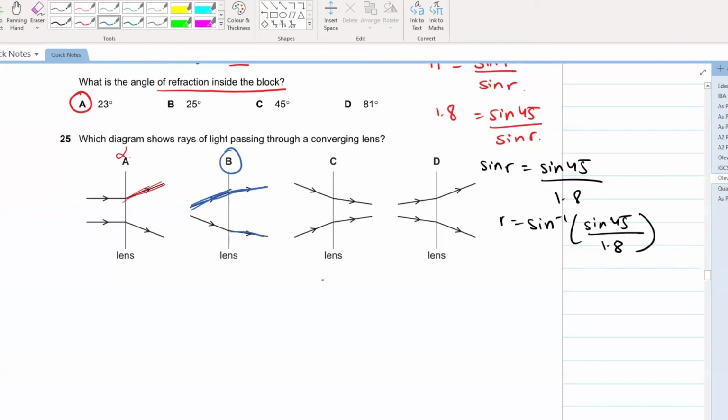Now you can remember this. Converging lens brings rays closer together. Diverging lens moves rays away from each other. Perfect. Let's further move ahead.